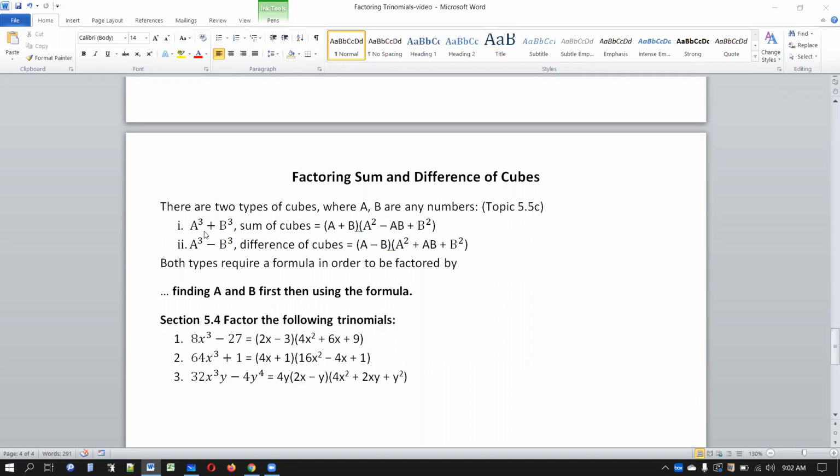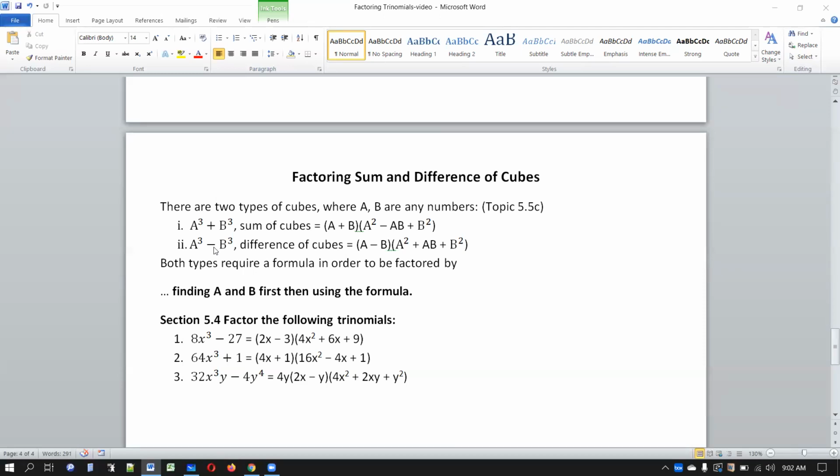So the format is either a cubed plus b cubed or a cubed minus b cubed. And we have to either memorize or know these formulas, or have access to the formulas, in order to factor a problem that looks like this. It's going to look similar to the difference of squares because it has two terms, but there's going to be either a plus or a minus. And the exponent is going to be a multiple of 3. Not necessarily exactly 3, but a multiple of 3.